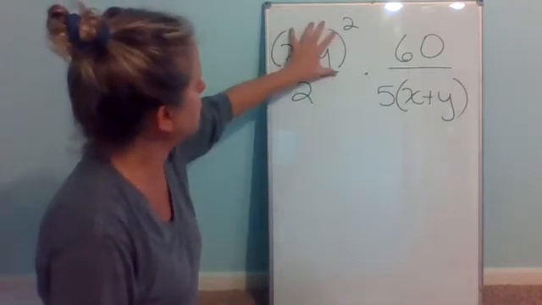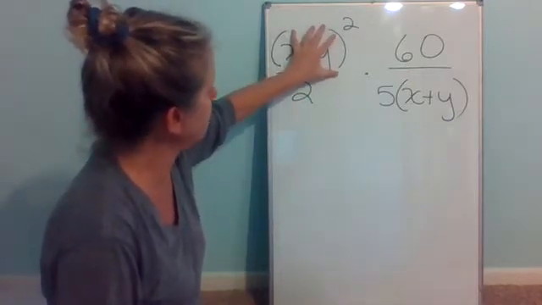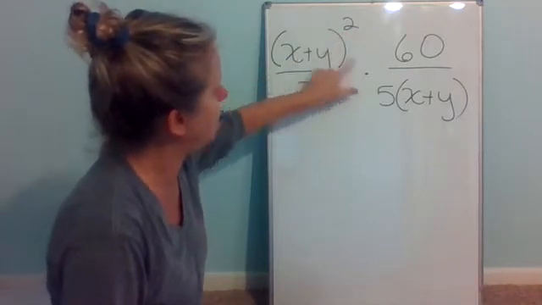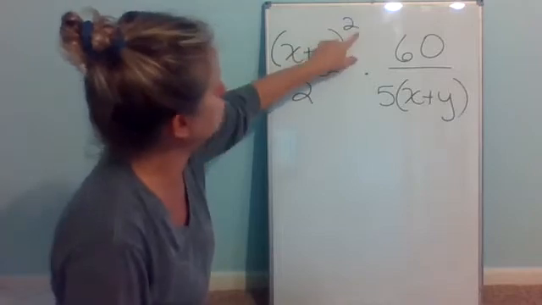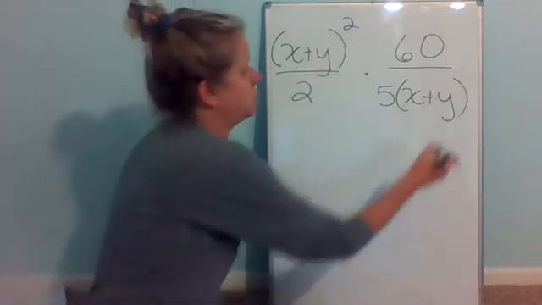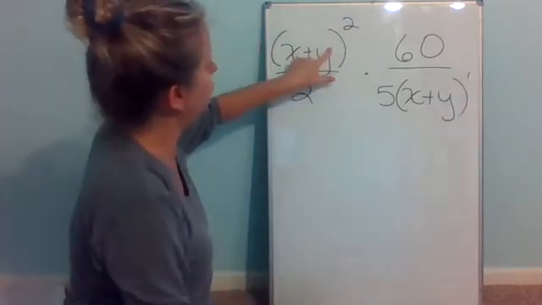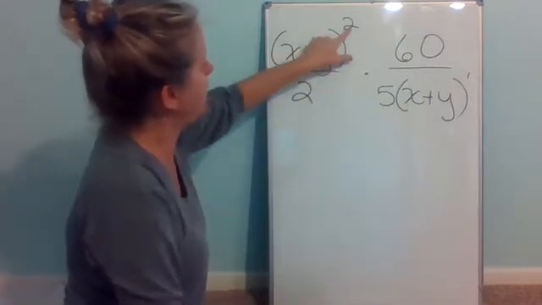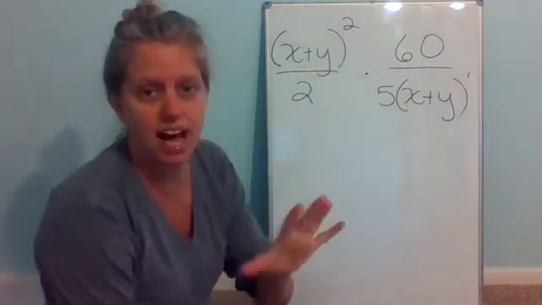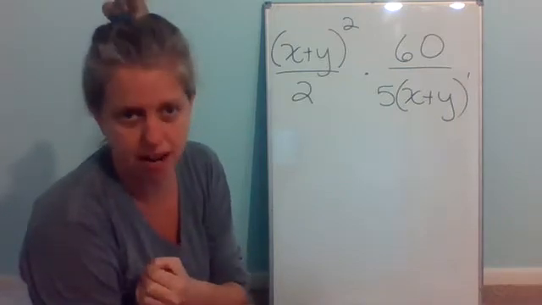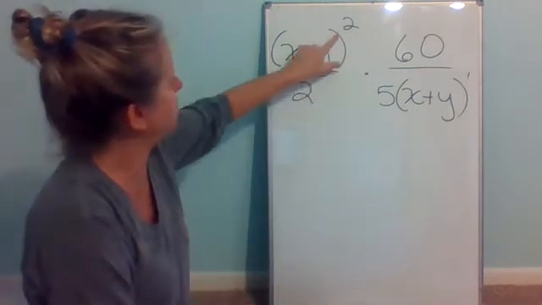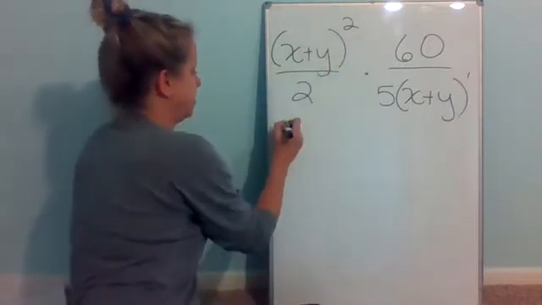Or you could say there's 2 of these x plus y's up top and just one of them in the bottom. So if you wanted to subtract your exponents, you would have what? You would have 1 of the x plus y's left in the top. So that's the other way you could think about it. So I'm going to rewrite it with this x plus y times itself.